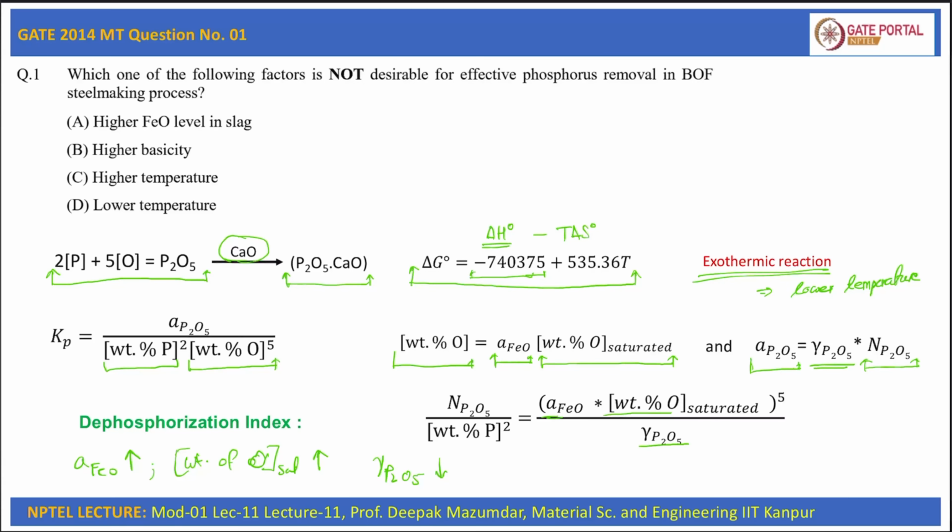So now let us see the options. The first option, higher FeO level in the slag, is desirable. Higher basicity is also desirable. Higher temperature is not desirable, and lower temperature is desirable. So the correct answer will be option C.